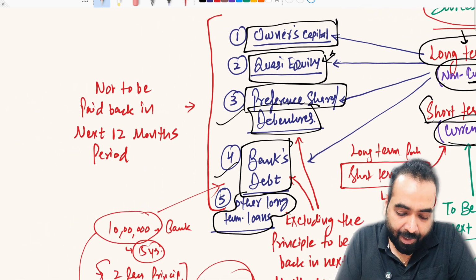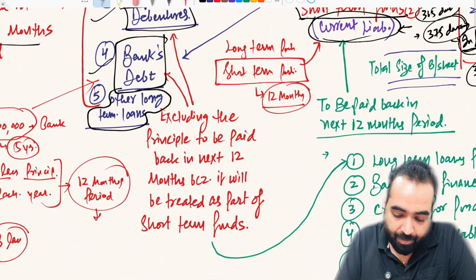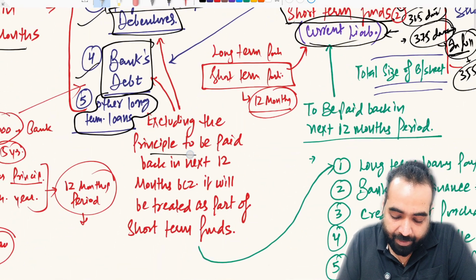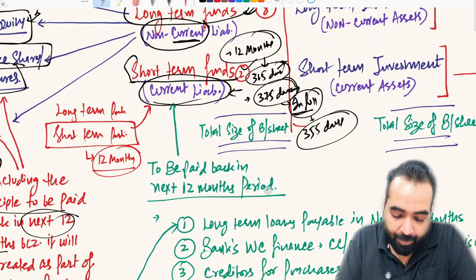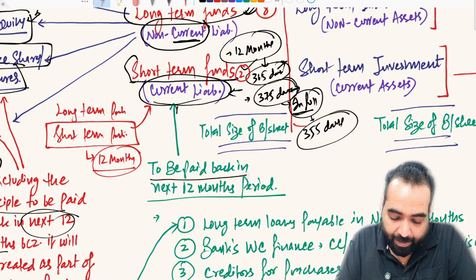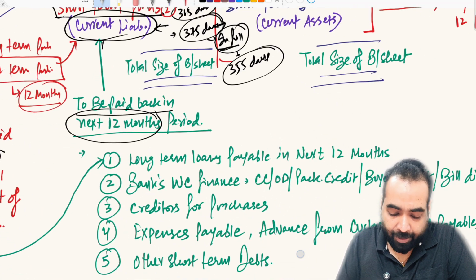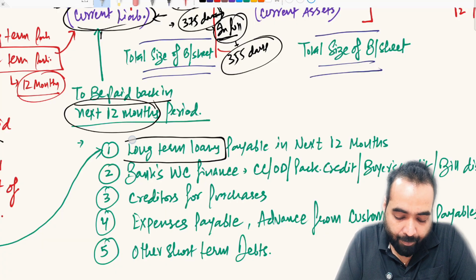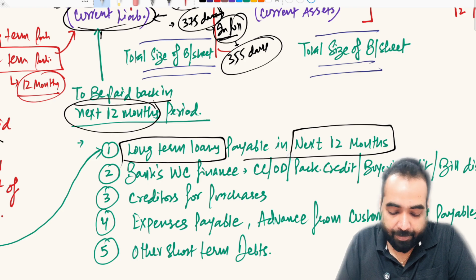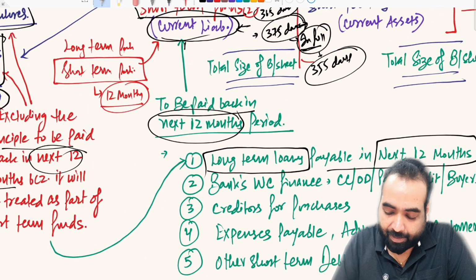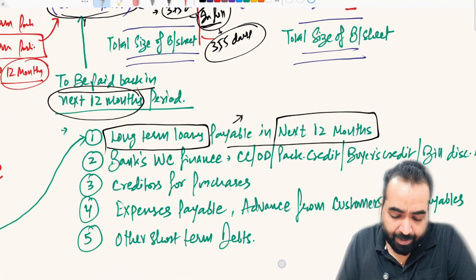The timeline I have already explained to you is of 12 months period only. So the bank debts in long term funds do not include the debt which is payable in the next 12 months. I have already explained to you, right? The current liabilities are the ones which are to be paid back in the next 12 months period. So what are the examples of current liability? Read it carefully. The long term loans of the banks or debentures, preference shares, which are payable in the next 12 months period. I have already explained the concept to you. This is a part of current liability or short term funds only, right?